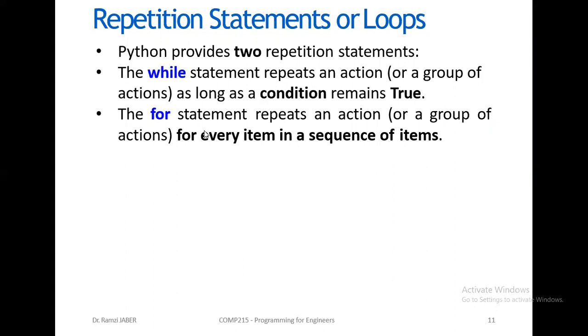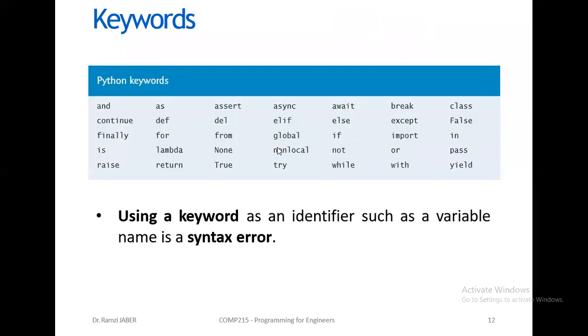So the for loop in Python is very new. It's totally new, and it's not the same as the for loop in C or Java. So the for loop in Python, we'll see it right now. We have keywords here. You cannot define any variables using these keywords.